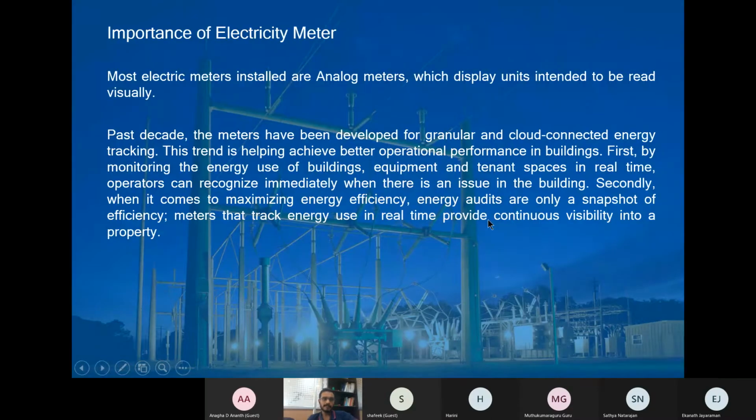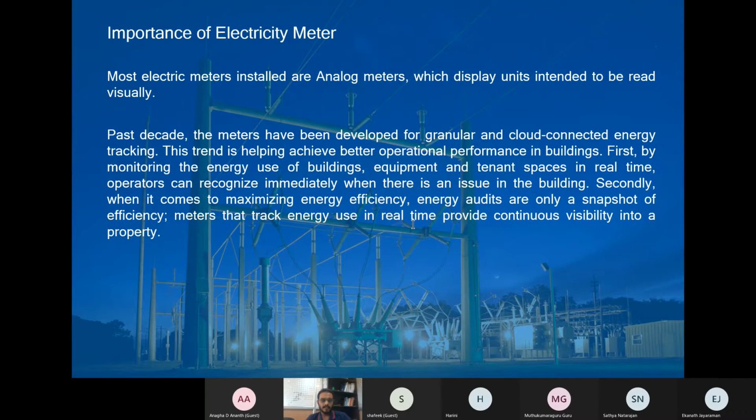So why are meters important? Most electric meters installed are analog meters, which display units intended to be read visually. In the past decade, meters have been deployed for granular or cloud-connected energy tracking. This trend is helping to achieve better operational performance in the building.